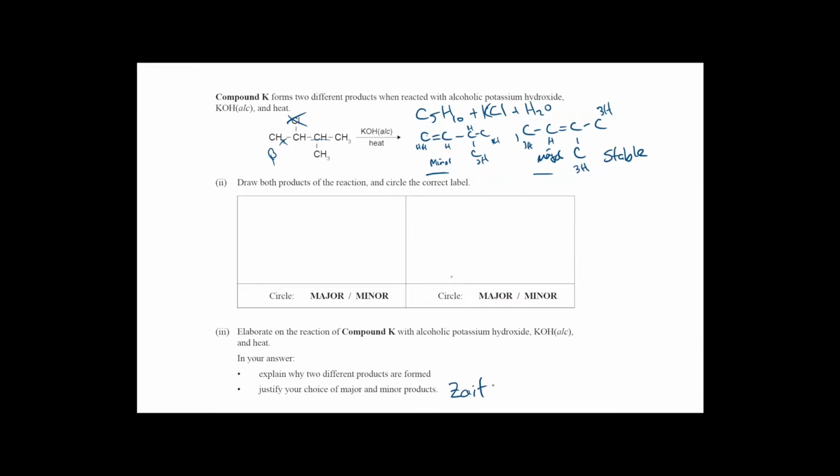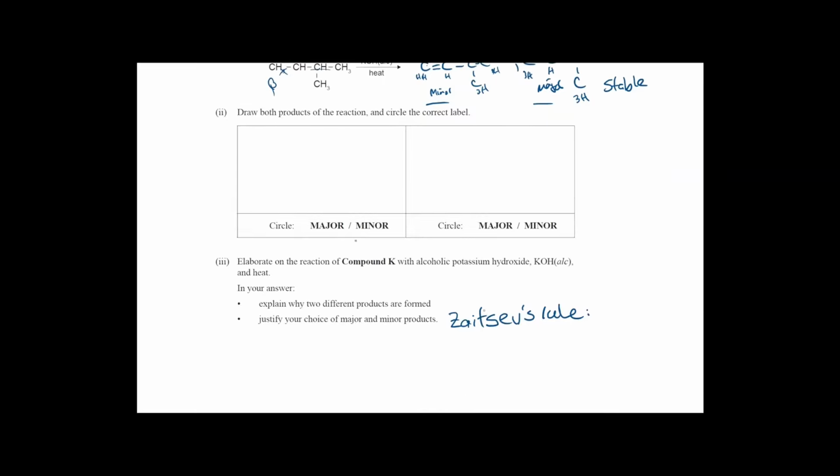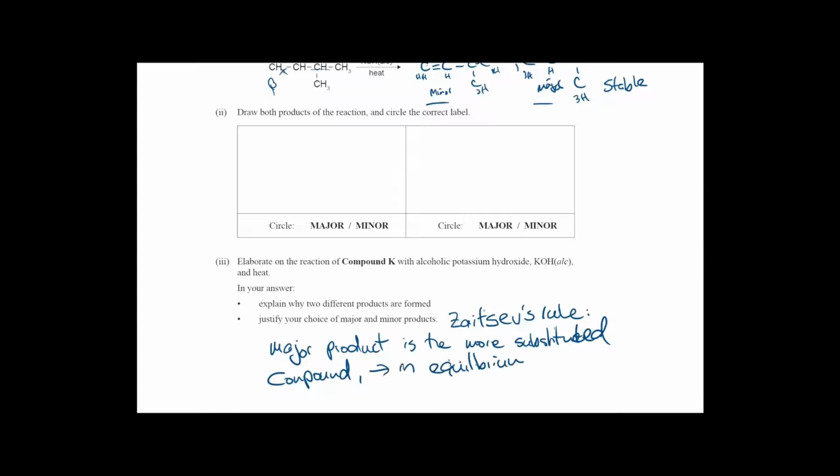I can never spell this guy's name. Is it Zaitsev or Zaitsev? I can never remember this guy's name, but he says that the major product is always the more substituted one, a compound. So it's the one that tends towards an equilibrium. Maybe equilibrium is a bad word, but it's the one that's going to require the most beta carbon or beta hydrogen transformations.